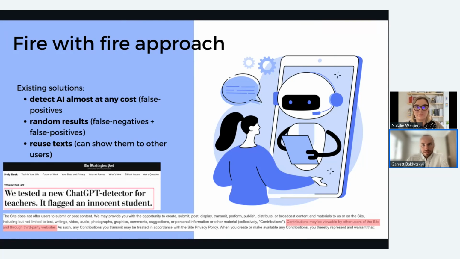Contributions, which is the text that you ask a detector to check. Contributions may be viewable by other users of the site and through third-party websites, which means that the text that you upload to an AI detector to be checked may be partially, probably, shown to other users that make some very similar request. And it causes a situation when the text written by a student can be shown to persons who are not supposed to see this text.